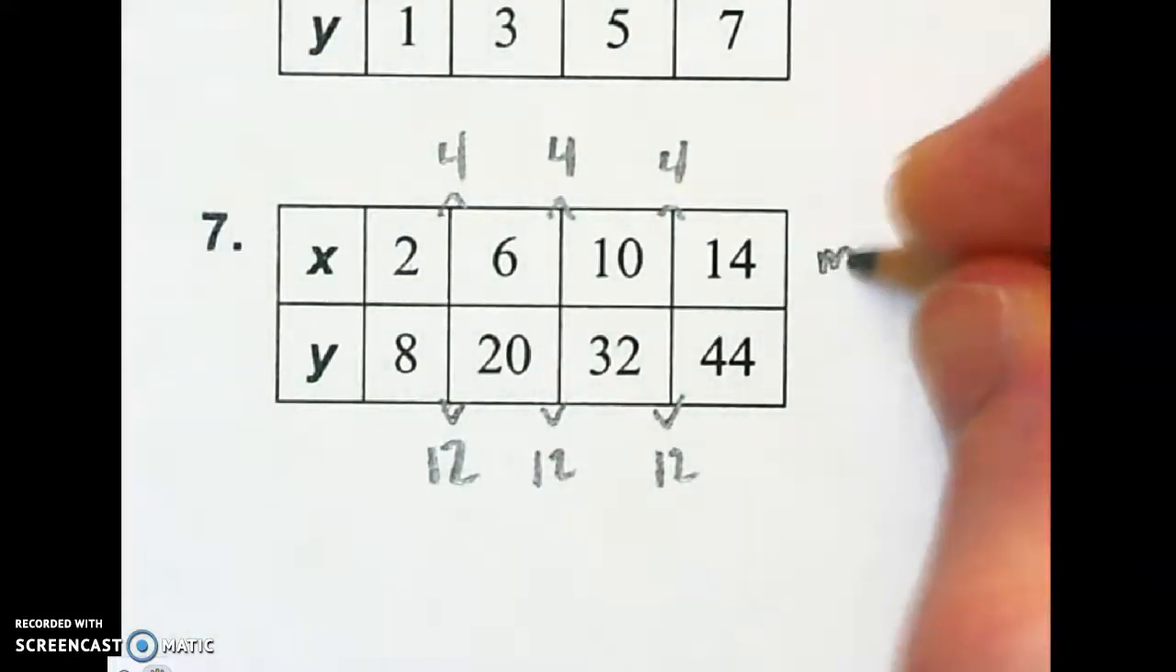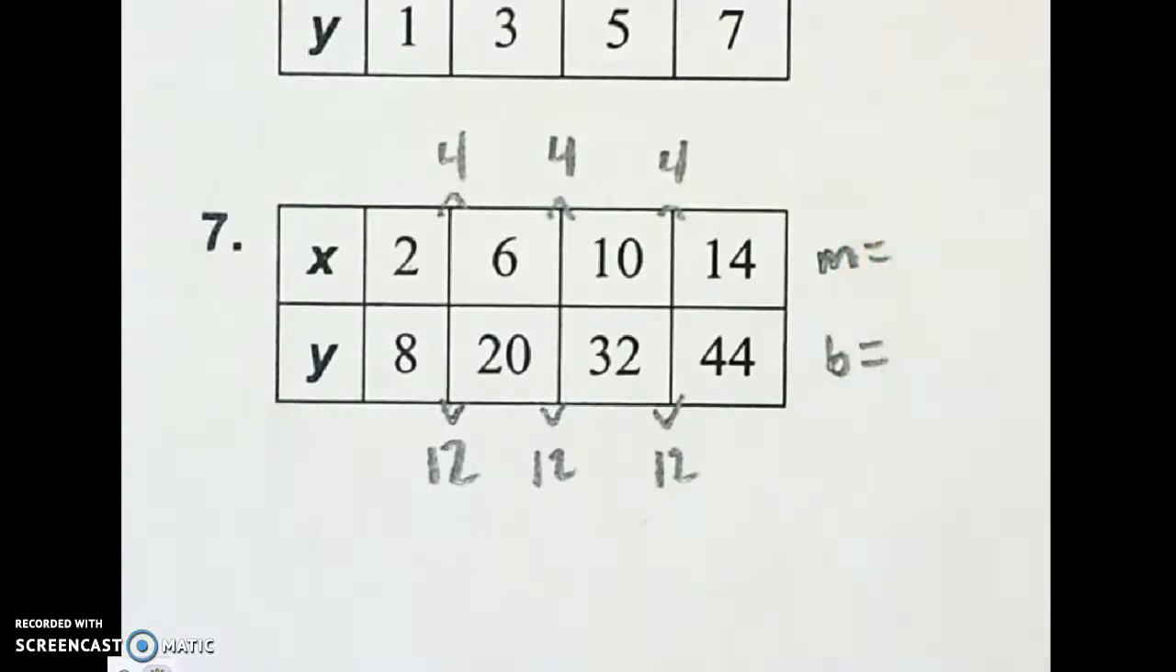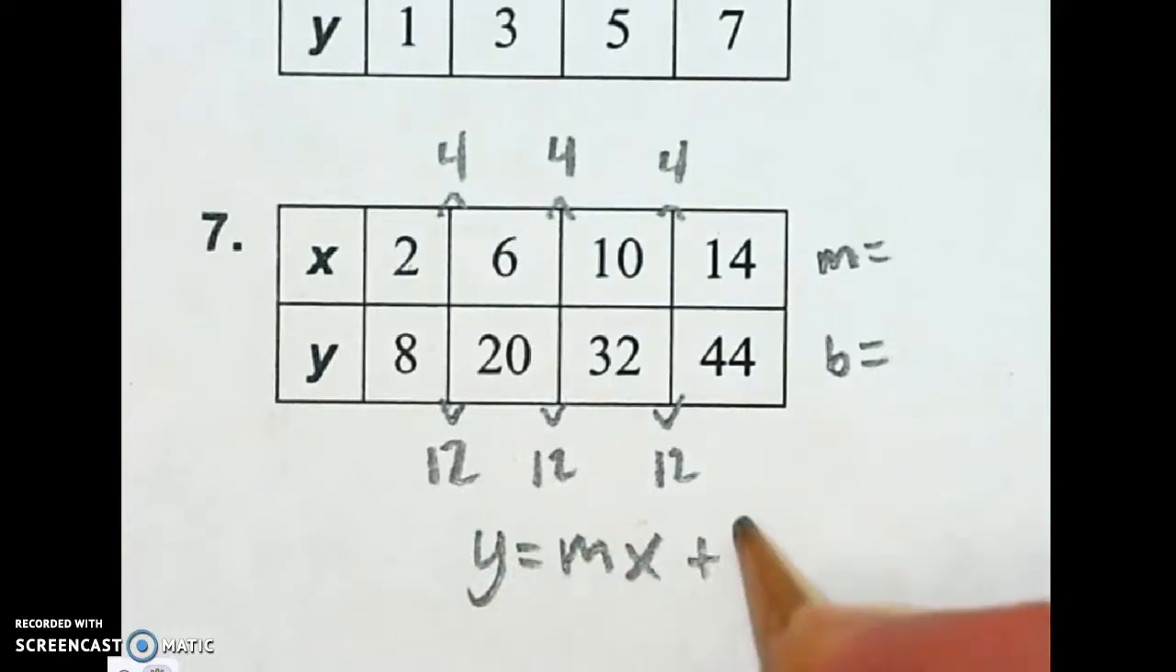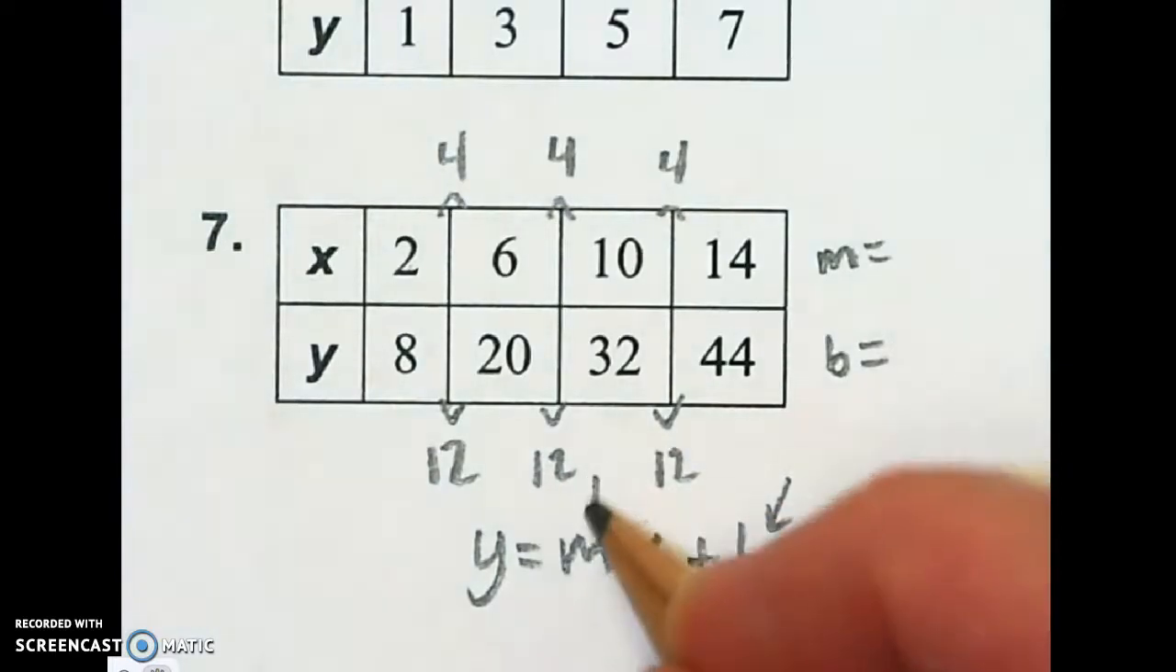Off to the side here, I'm going to write m equals and b equals. If I can find my slope and my y-intercept, I'll be able to write my equation, because I'm trying to fill in this blank spot for b and this blank spot for m.